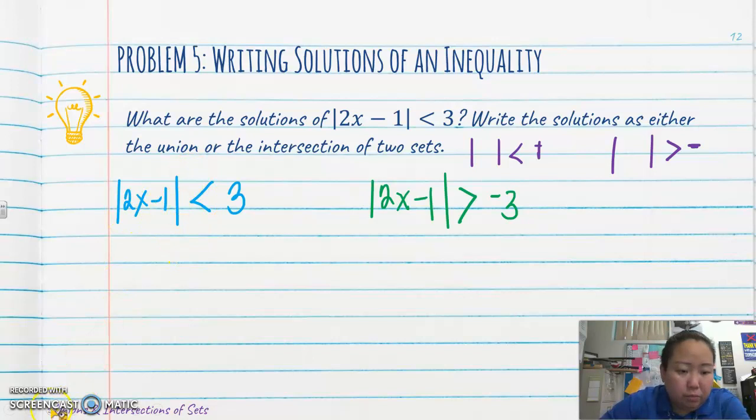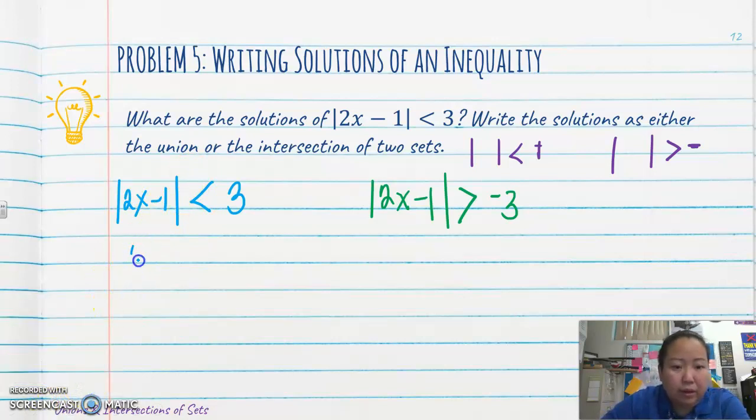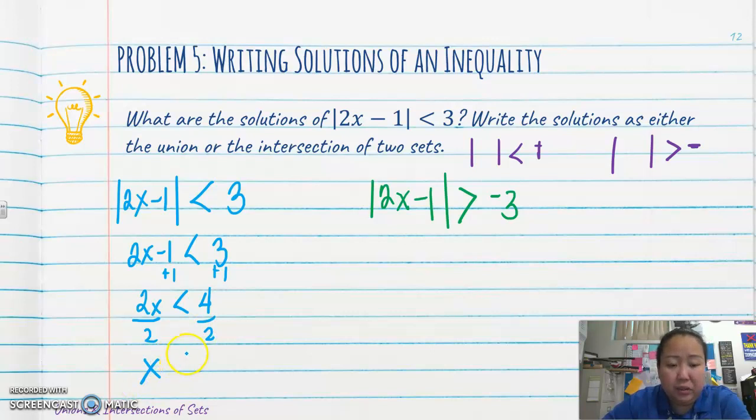So let's start with the blue. We will have 2x minus 1 less than 3. Solving for x, we add 1 on both sides. You have 2x is less than positive 4. We divide by 2, and so we have x is less than positive 2.